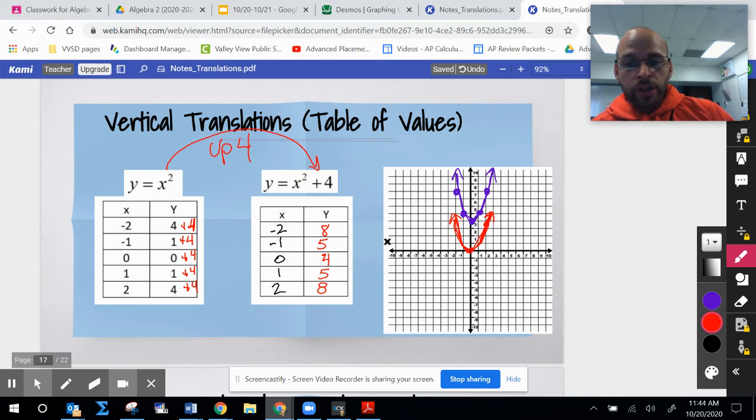So for all the visual learners out there, you can see it. If you look at that graph, you can see the red graph just moved up 4 units to give me the purple graph. So all those points, just move them up 4 boxes.